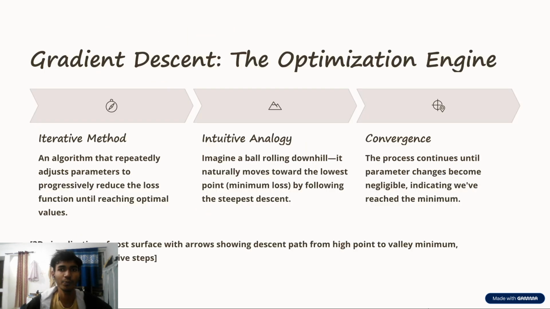Gradient descent, the optimization engine. First is the iterative method, an algorithm that repeatedly adjusts parameters to progressively reduce the loss function until reaching the optimal value. Intuitive analogy: imagine a ball rolling downhill, it naturally moves toward the lowest point. Minimize loss by following the steepest descent. Convergence: the process continues until the parameter changes become negligible, indicating we have reached the minimum.